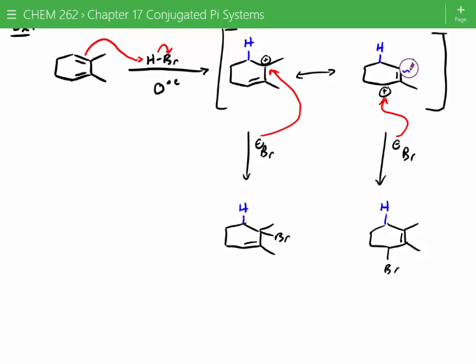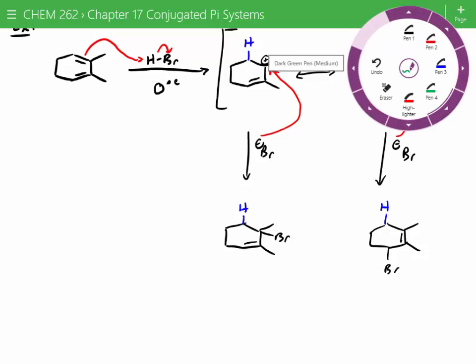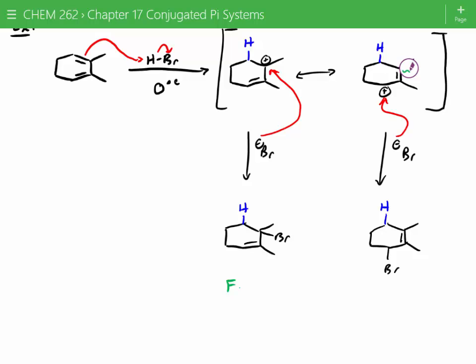The left. Left, exactly, because we're running it at lower temperature. This one will be favored, meaning it's going to be our major product. And then the one on the right will be our minor product. If we wanted to get the one on the right instead of the one on the left, we could have cranked up the heat, really baked this thing, and then we could favor the one on the right rather than the one on the left.